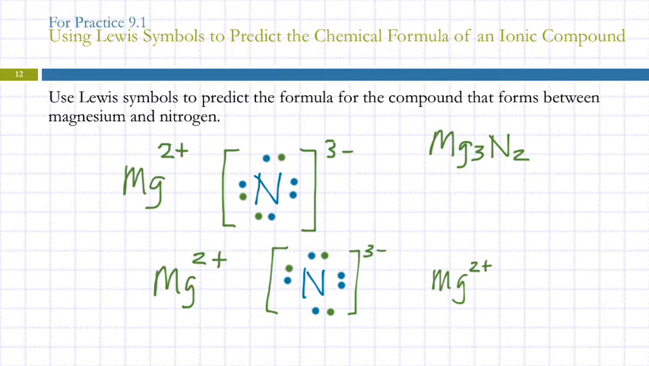Does that make sense? This is the explanation for what we learned earlier. We learned to predict the charges of these ions. We said, well, magnesium's in group 2, it's got a 2+ charge. Nitrogen is 3 over from the noble gases, it's got a -3 charge. And then we learned to crisscross, or find the lowest common multiple of the charges and come up with this formula. This is explaining why it happens that way. Any questions?